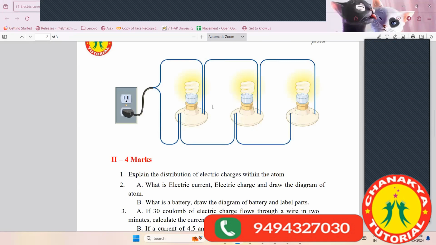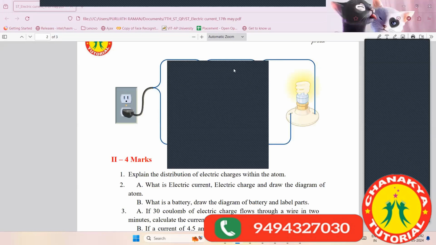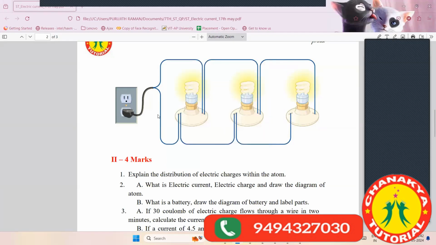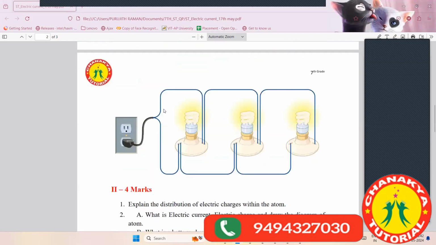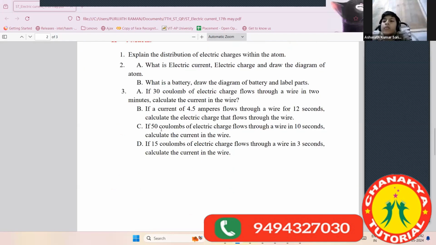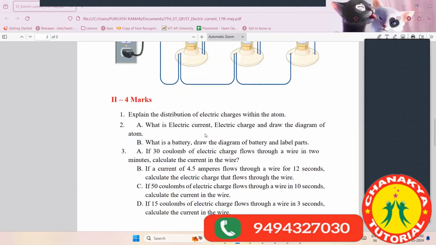Parallel circuit. Okay, Charvik, not a problem. I saw your chat, not a problem. Just see the recordings. No need to worry. Parallel, it's very clear. It's a parallel connection. No doubts, right? Yes. Okay.